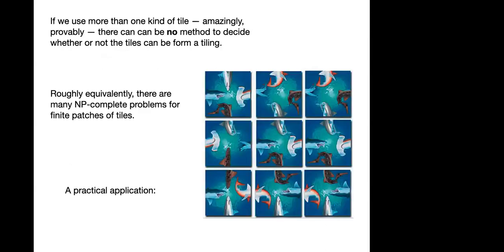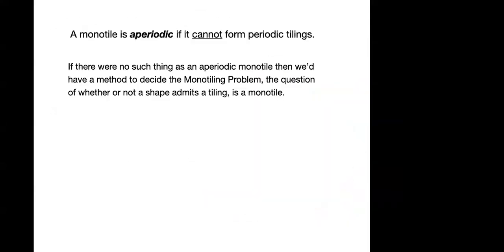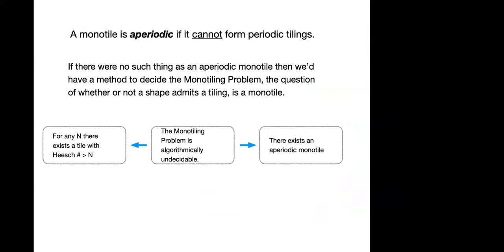And it turned out that that was not right. It turned out that it was undecidable for multiple tiles, and roughly equivalently, the finite version of this is that there are NP complete problems. So, okay, this is what was, I'm sorry about that. This slide should have been a little while ago.